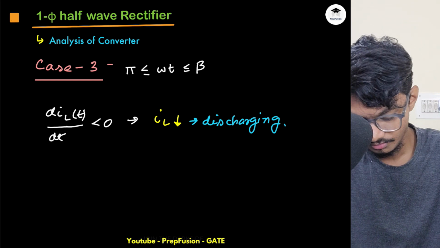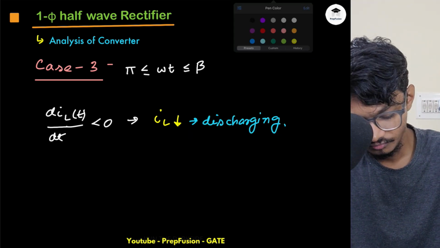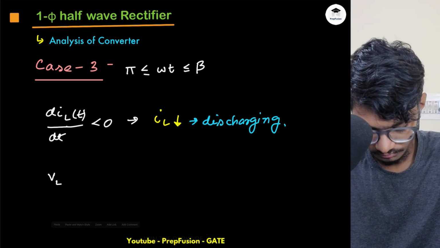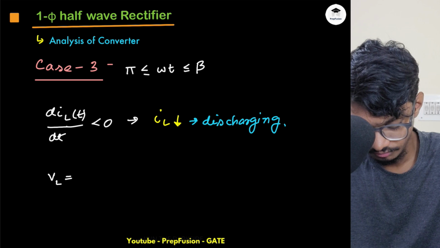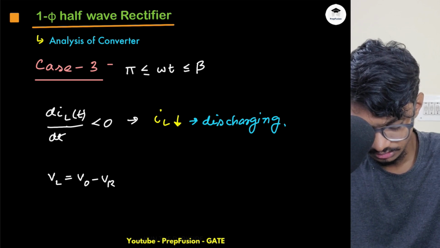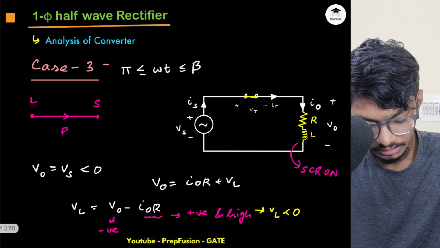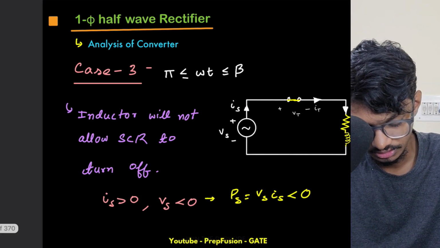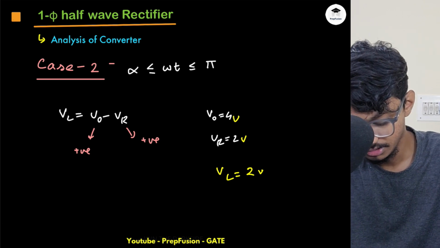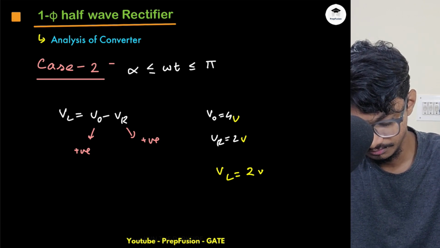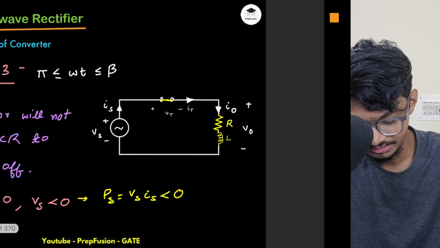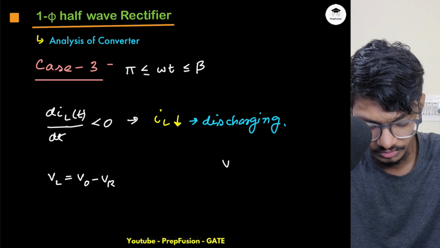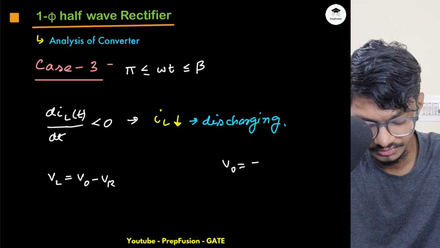Here, what is my VL this time? My VL is equal to VO minus VR. This time my VO is something negative, because VO is simply VS. Here also I should have written it: VO is simply VS. So this time my VO is negative. Let's assume VO is, say, -4.